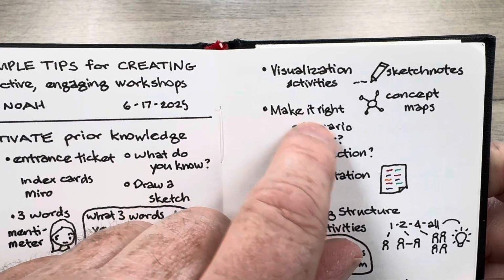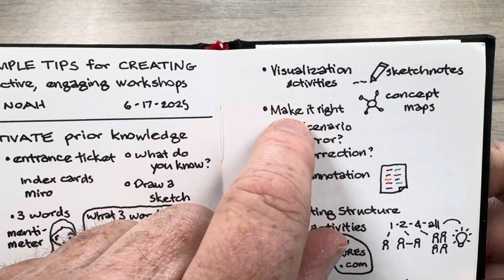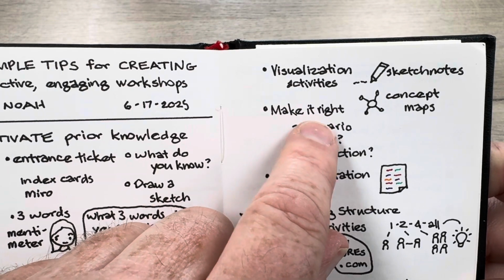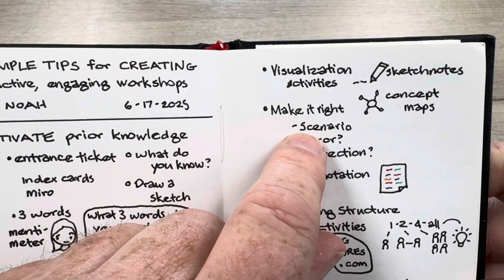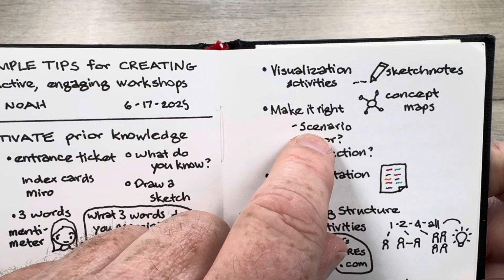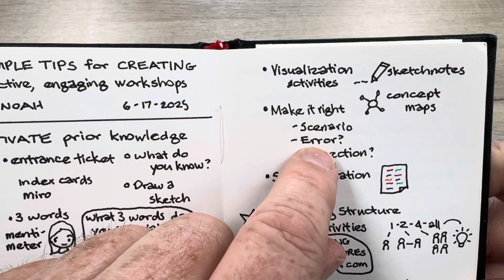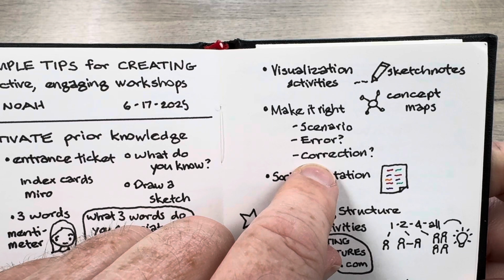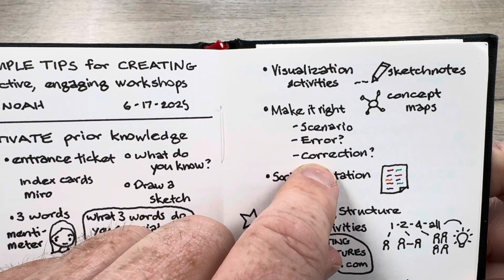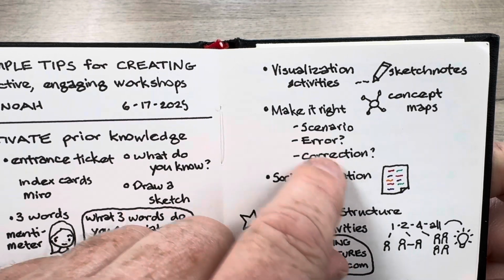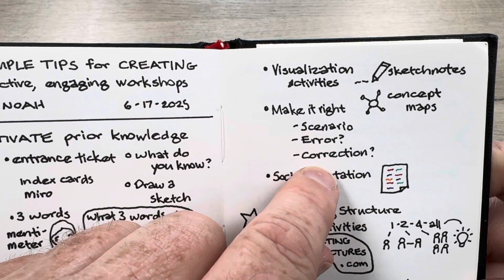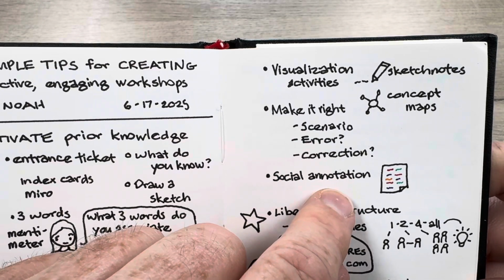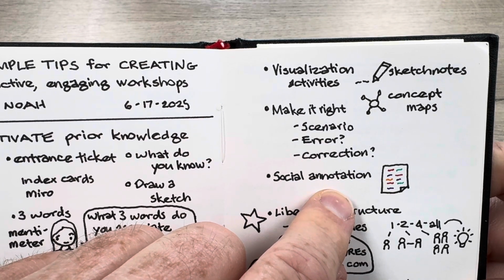Another scenario or another way to do this that Tolu talked about was called Make It Right, where you give a scenario or a case study that has errors and ask the participants to identify the errors and correct those. This is something that could be done individually with each participant doing their own thing or in groups, which is what I would recommend. You can also do social annotation, especially if you're online.